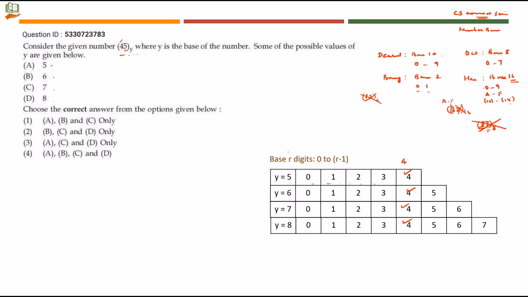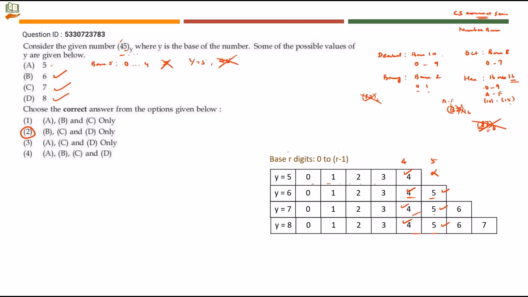What about the next digit 5? 5 is not there in base 5. But 5 is there in base 6, base 7 and base 8. What are the possible values of y? If y is equal to 5, 45 does not exist. If we say 45 to the base 6, 5 is included. 45 to the base 7 is also available. 45 to the base 8 is also available. All these three bases can be taken. Option number 2. B, C and D only will be the right answer. When there is a base 5 number, the digits will range only between 0 to 4 and definitely 5 is not there.